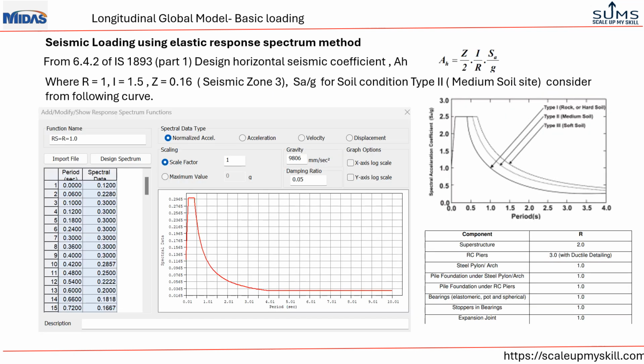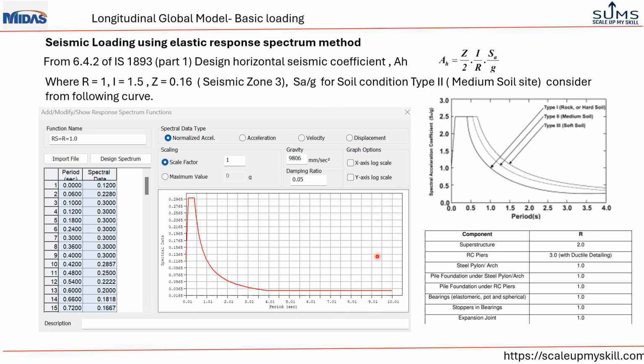Seismic load on the bridge deck is evaluated using the elastic response spectrum method as per IS 1893 part 1, with a response modification factor of 1 and importance factor of 1.5. Seismic zone 3 is taken, and soil condition type 2 is considered, and based on that the design horizontal seismic coefficient is evaluated and inputted in Midas Civil, which is shown here.